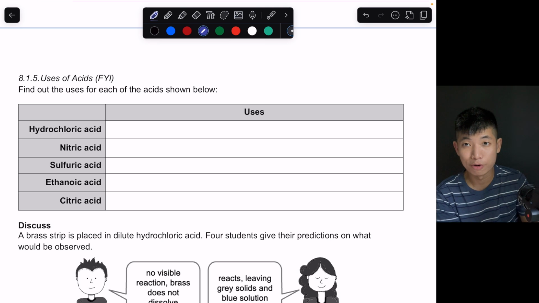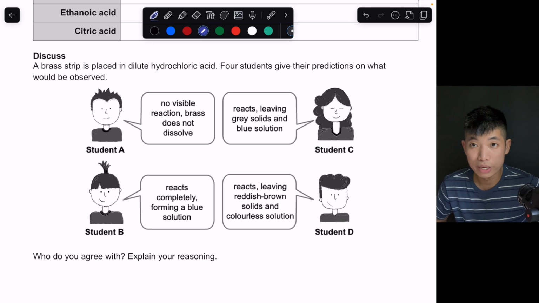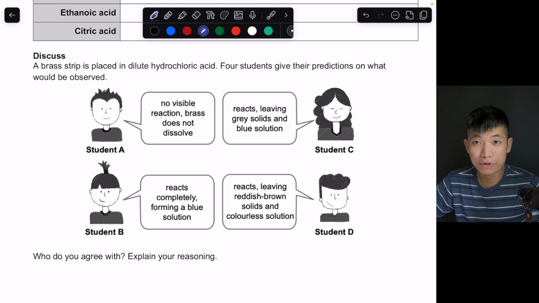The uses of acid is for info only, so if you're interested, go find out some of the uses of these acids. Let's take a look at this concept cartoon. Who do you agree with? Pause the video and think, and then we'll go through the answer.